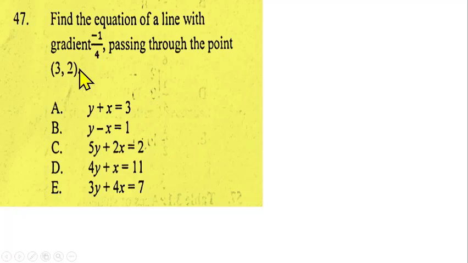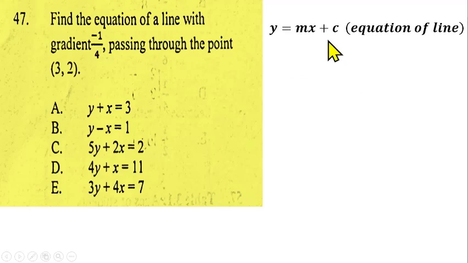Question number 47, still on coordinate geometry. We have to find the equation of the straight line with gradient minus 1 over 4 passing through the point 3, 2. So we can still use the general equation of a straight line, which is y equals mx plus c, where m is the gradient and c is the y-intercept. We are given the gradient to be minus 1 over 4. If you substitute that here, you have y equals minus 1 over 4 x plus c. All we need to do now is to get our c. So we can use the point given to us. At 3, 2, y is 2, x is 3.